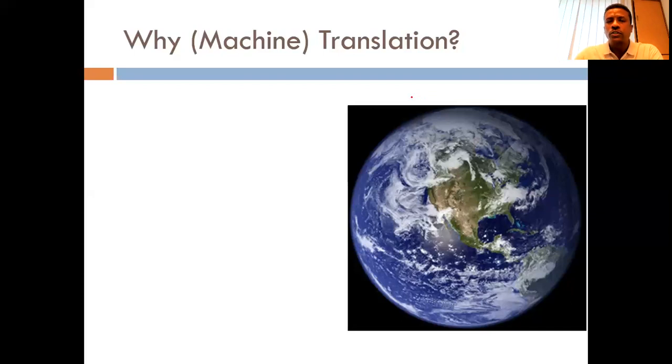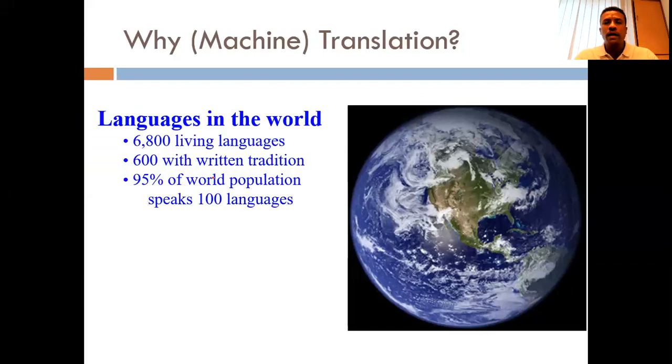So the reason for translation is that there are more than 6,000 languages in the world, and we know that about 600 of them are in written form, which means the majority of the languages in the world are only in spoken form, which means they don't have symbols to be documented with. And 95% of the world population is speaking only a hundred or so of these languages. This shows you that the world is dominated by only a few languages, even though there are many others.